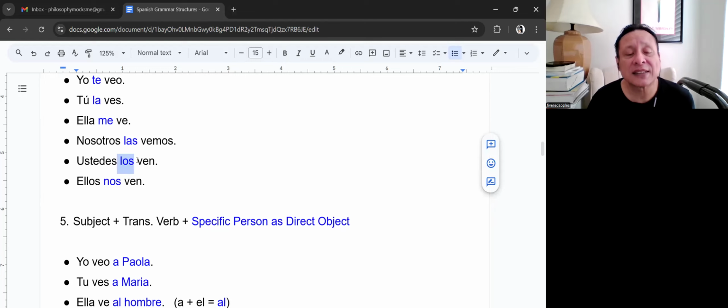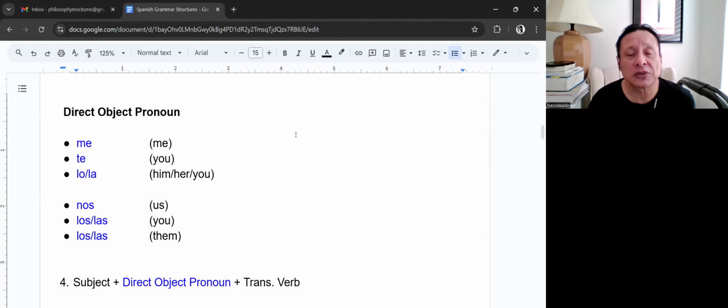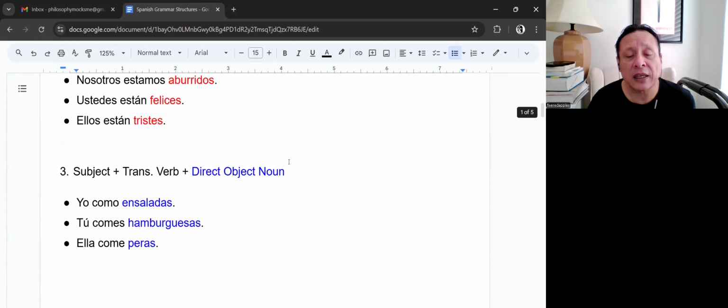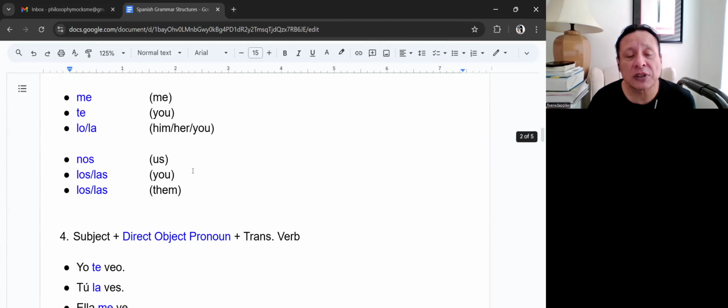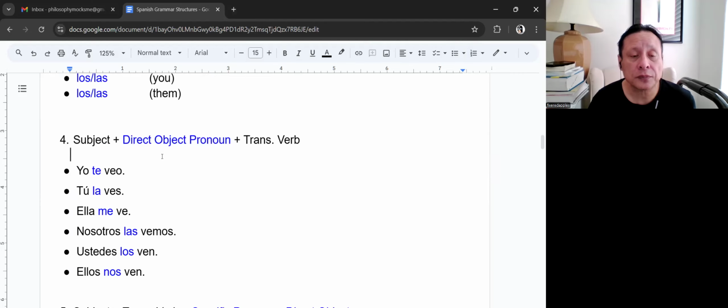Ustedes, you guys see them. That could be one translation. You guys see them. Ellos nos ven. They see us. They see us. Okay, so that's the pattern. The subject, the direct object pronoun, and then the verb. So that's the big switch from noun at the end, like English, to pronoun after the subject. This is different. Spanish is different in this way. Okay, that's sentence pattern number 4.